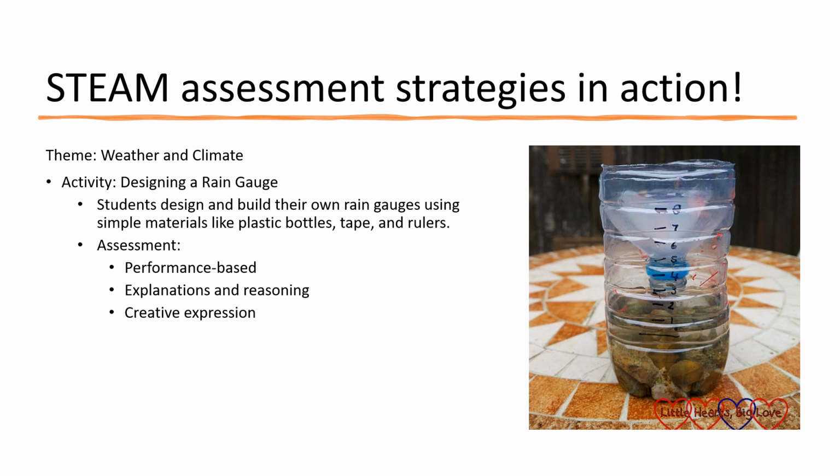We have to look at their explanations and reasoning, where we ask the students to explain their design choices and the relationship between the rainfall and weather patterns. Finally, we have to assess them on their creative expression. Students can decorate their rain gauges or their findings in a creative way, like with a poem about weather or a song about weather. That shows us how creative children are and how they can think out of the box.